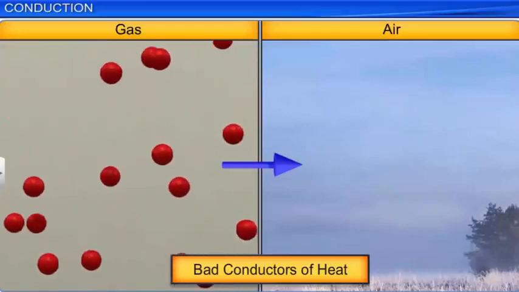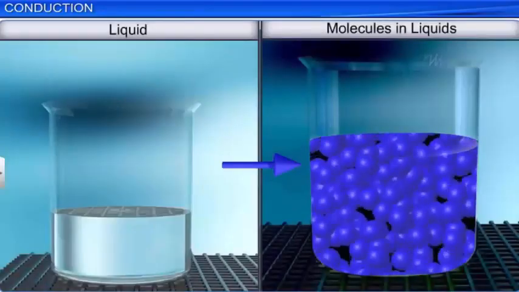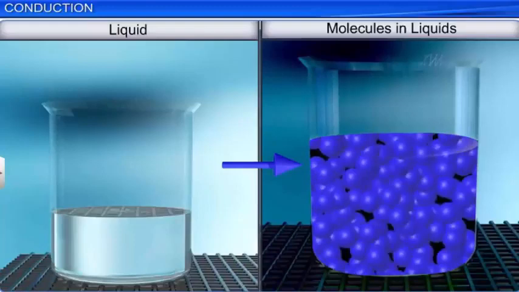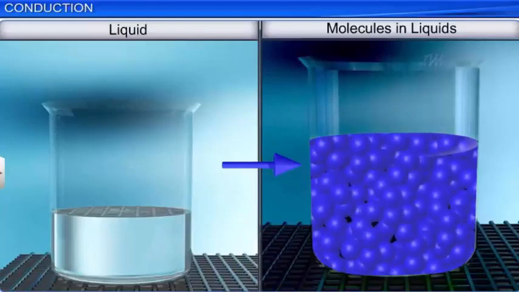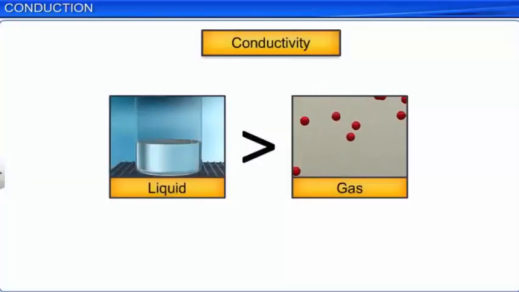In the case of liquids, the intermolecular space is more than in solids and less than in gases. Therefore, the conductivity of liquids is greater than that of gases, but less than that of solids.